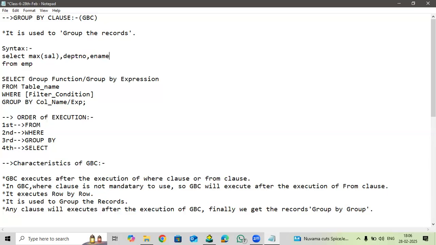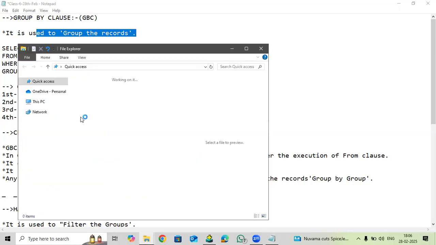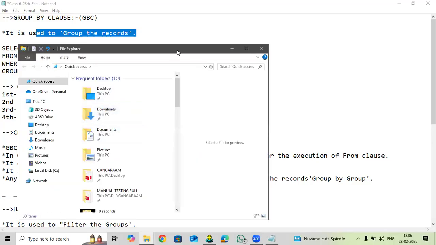But if I want to retrieve some normal column along with the multi-row function, with the help of the group by expression or group by clause, we can make it happen. So we have the same topic, group by clause. It is used to group the records.